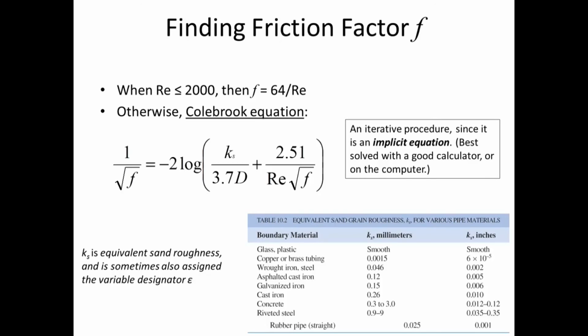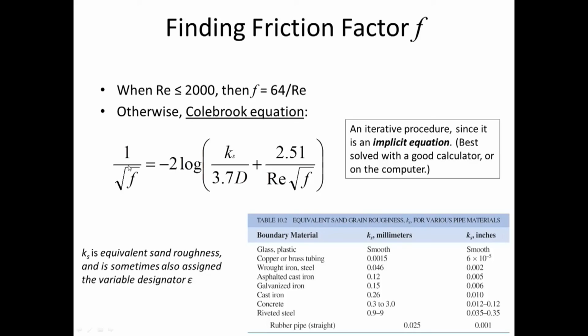Here are some relative roughnesses, and we've seen tables like this previously. In our text, the variable epsilon is assigned to relative roughness, but the rougher materials like cast iron or concrete have an equivalent sand roughness in the range of 0.26 up to 3 millimeters. Glass and smooth tubing may have a relative roughness that's much lower.